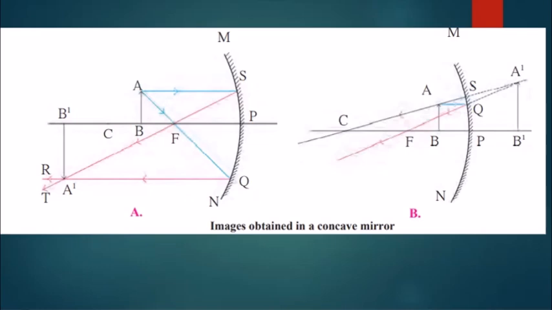Our first image was formed in front of the mirror. The image that is formed in front of the mirror is called a real image, and the image that is formed behind the mirror is called a virtual image. So we have two types of images, real image and virtual image.